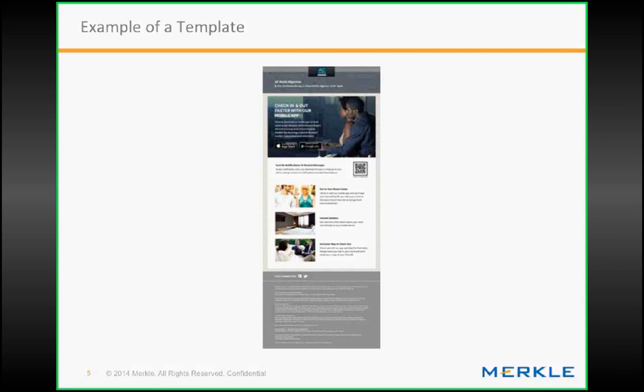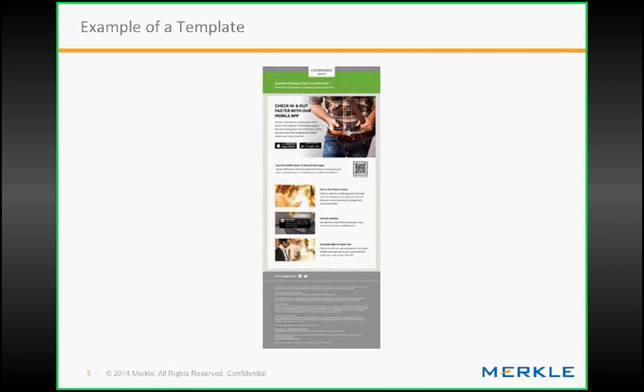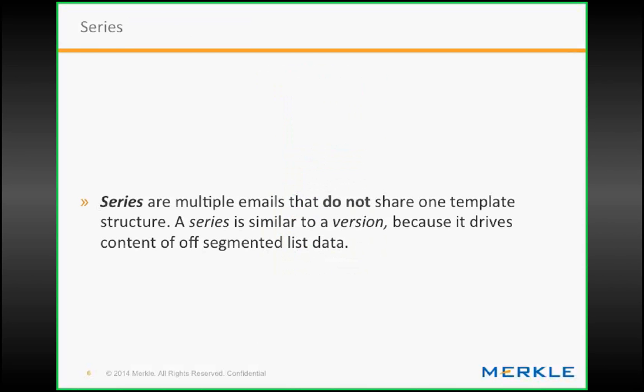So when you're looking at your PSDs that are coming in from your clients, if you go through those PSDs and you start seeing the structure change, then we shouldn't refer to that email as a versioned email anymore. What we should be referring to it as is a series. A series is multiple emails that do not share one template structure. A series is similar to a version because it derives content off a segmented data list.